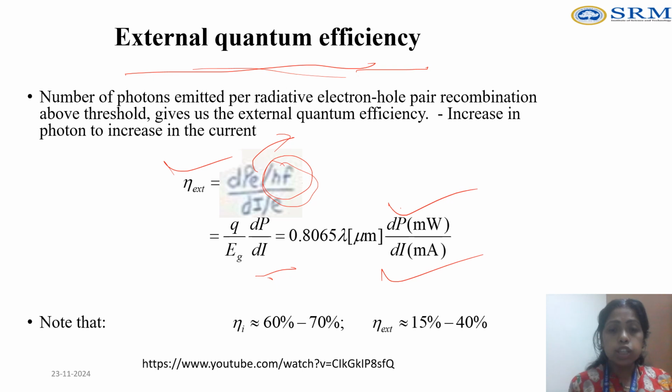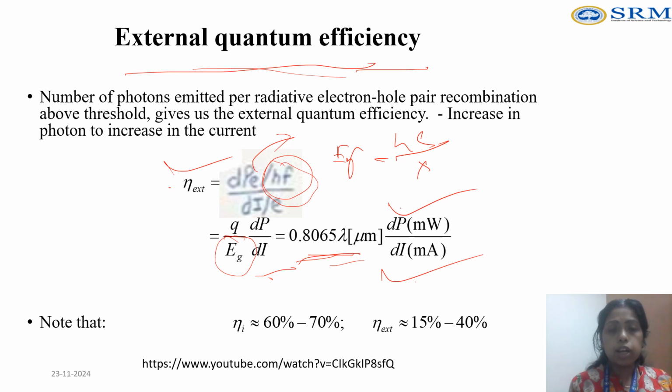So this hν you can replace with the Eg, and e I have written here as q. So q by Eg into dP/dI. Again you can put Eg equal to hc by lambda. If we substitute this, you will get this form: 0.8065 lambda dP/dI.